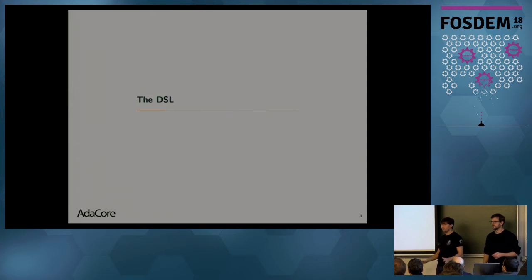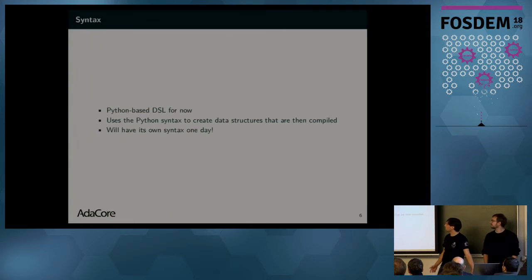So let's have a brief tour of the DSL and how you express things, how we can actually use Langkit. First of all, for now, Langkit is a compiler. You feed it a Python-based DSL. You're not really writing Python, it's just using the Python syntax to express something else. One day we'll probably have a dedicated syntax.